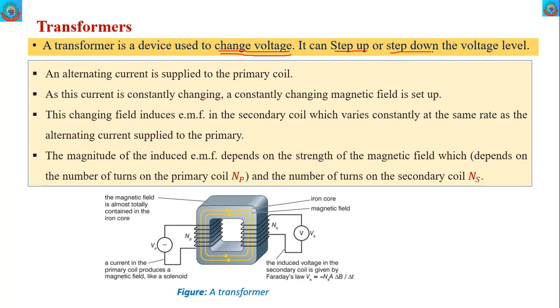It is used to step the voltage level up or down. So this is a simple schematic representation of a transformer. This is a transformer, okay?